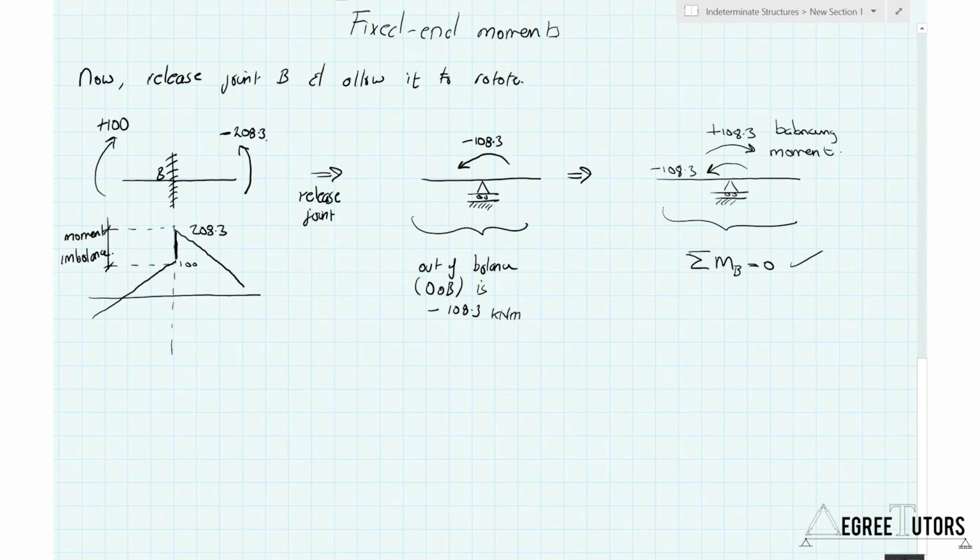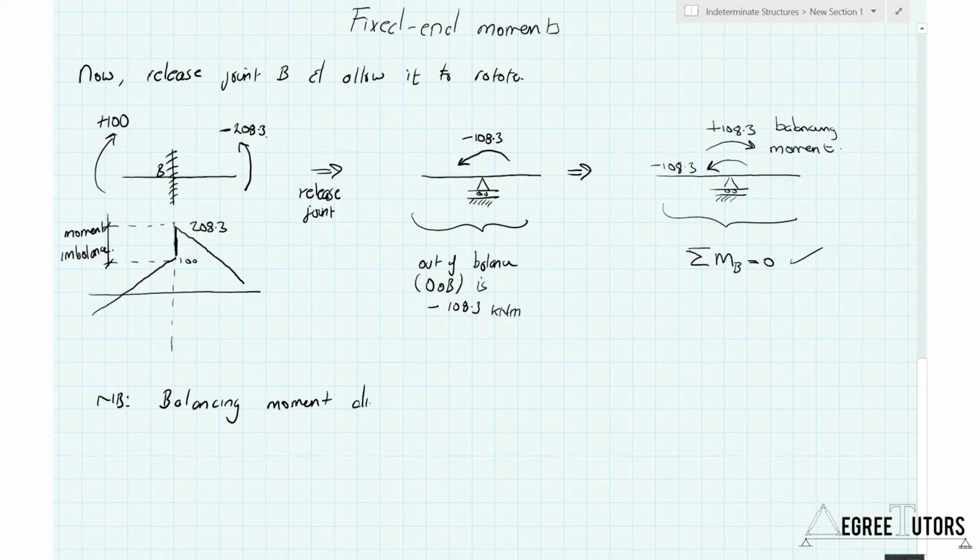We have to balance the moment, or rather we have to distribute the moment between the members that meet at the joint in proportion to their stiffnesses. Okay, that is key. I'm gonna write it down, and I would strongly suggest you also write it down. So it's important, right? So what have we got? The balancing moment. The balancing moment is distributed, hence the name, moment distribution method.